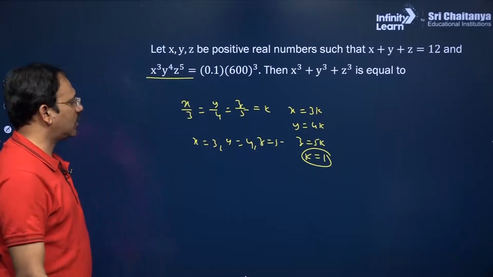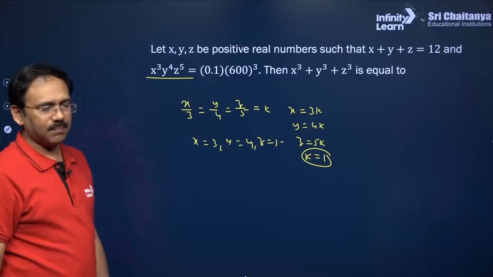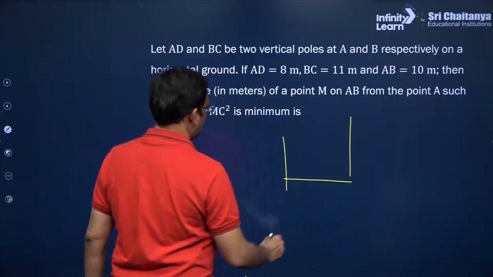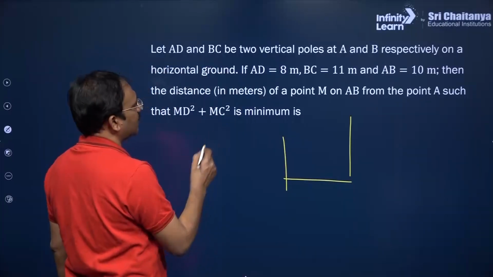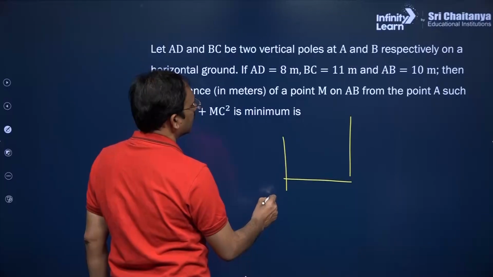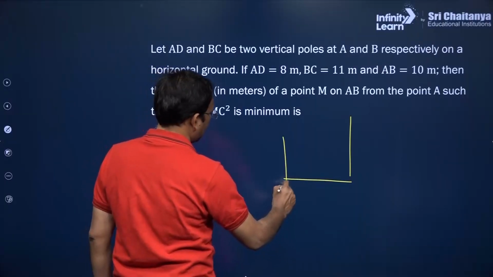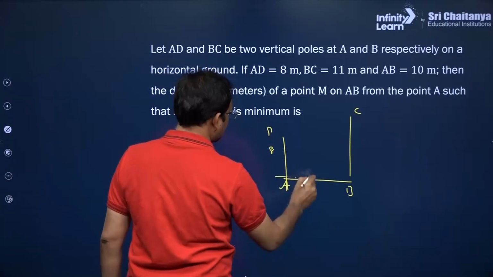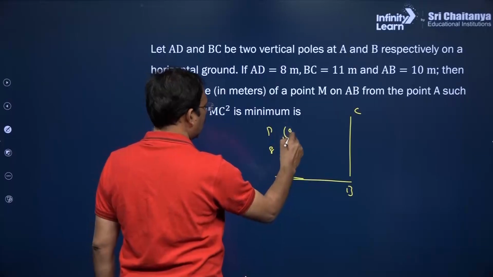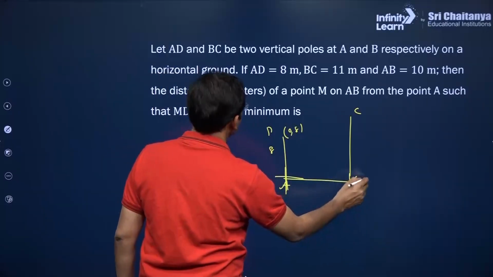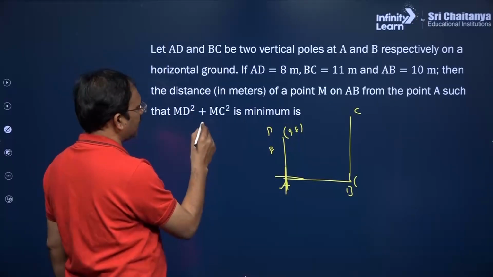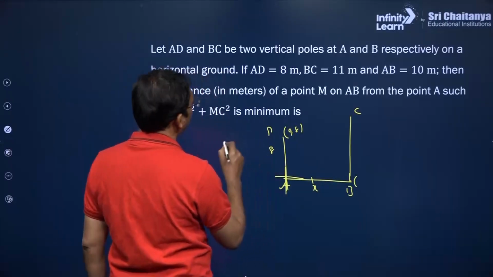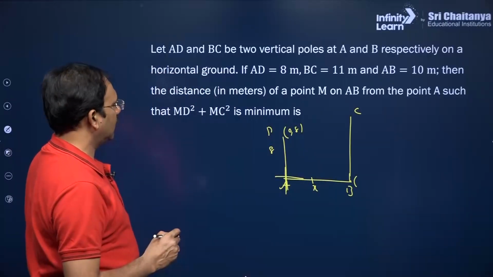x cube plus y cube plus z cube you can find: 3 cube, 4 cube, 5 cube sum. Next, this problem we have done already in the previous papers. You see, you take xy plane, my dear friends. AD and BC are two vertical poles at A and B respectively on the horizontal ground. AD is 8, BC is 11. So, you just take x axis here. So, this is 0, 8. This is the AB length. Then the distance in meters of A is not given. Suppose this is x, my dear friends.